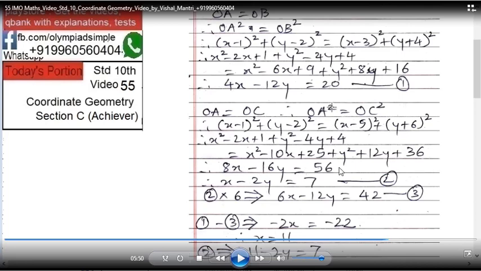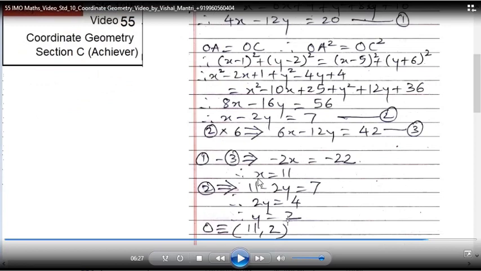8x minus 16y equals to 56. Solve it for 8. X minus 2y equals to 7. Equation number 2. Now 1 and 2 you have got it. Solve this 1 and 2. So 2 multiplied by 6. What do you get? 6x minus 12y equals to 42. Now 1 and 3. So 1 minus 3 now. Okay. So you get minus 2x equals to minus 22. X equals to 11.